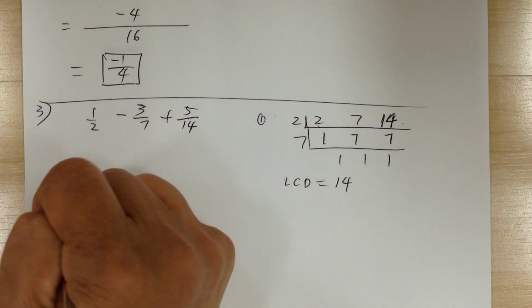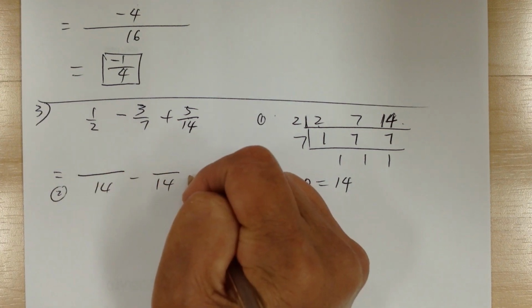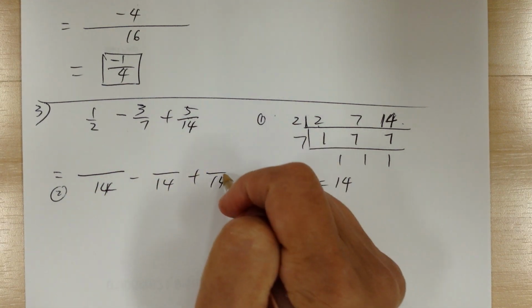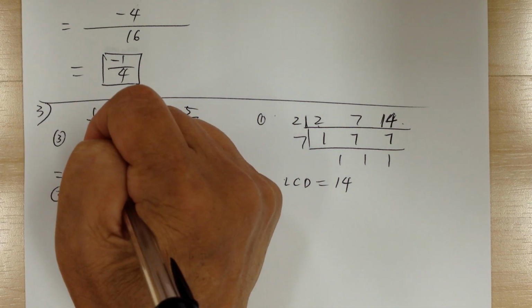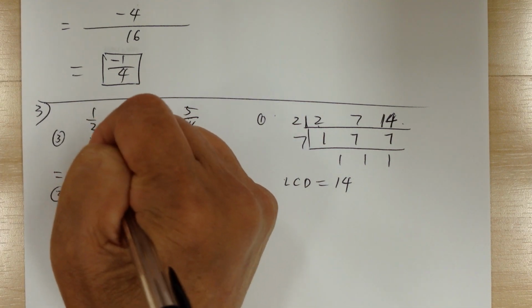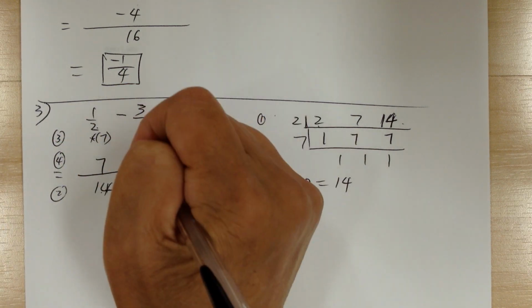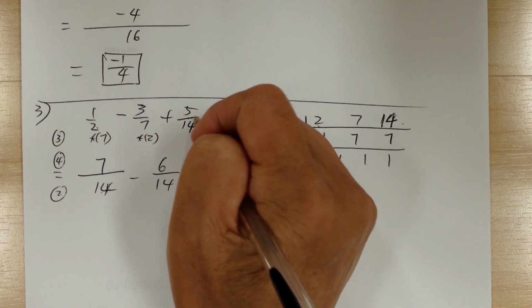So step 2, you get your LCD ready. Don't worry about what's on the top here. Then you go to step 3, figure out how you're going to get from here to here. So you need to multiply by 7. And step 4, you multiply. So it'd be 7. This one you need to multiply by 2, so it'd be 6. This one you don't have to do anything.